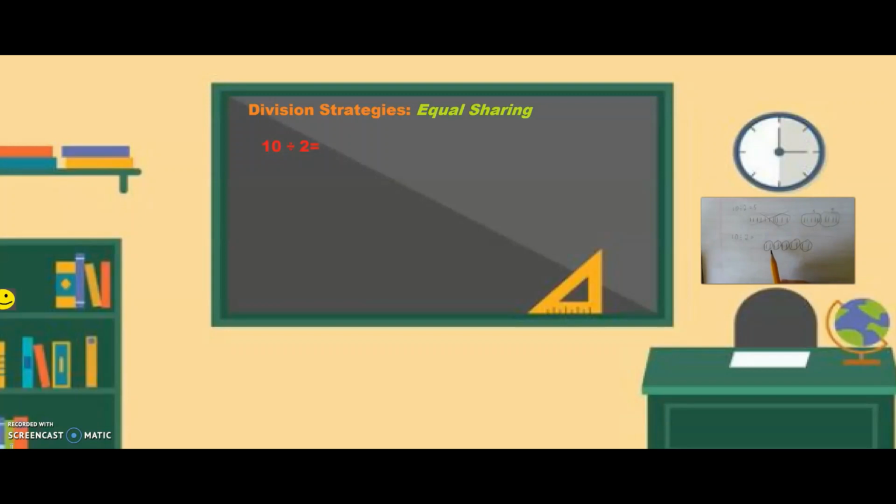So how many times did I circle? 1, 2, 3, 4, 5. 10 divided by 2 equals 5. So each person would get 5.